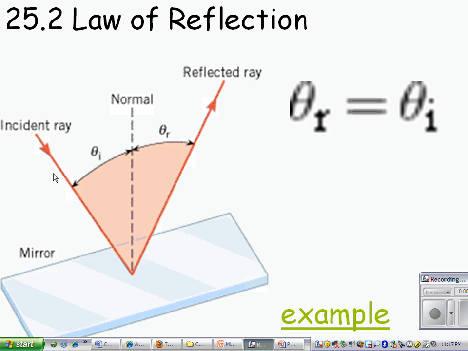So to review this, the incident ray comes in. This is a light ray coming in, hitting a mirror, bouncing off, and we have to draw a normal line in order to find out what the angle of incidence and the angle of reflection is. We always find the angle of incidence between the normal line and the light ray, and the angle of reflection is from the normal line to the light ray.